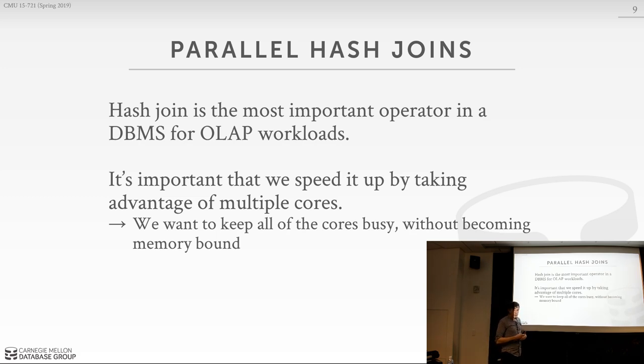In the intro class, when we talk about hash join, we don't even discuss hardware like cores or threads. You say, here's the algorithm, and we just assume that it's going to go do it. But now we need to design our implementation of our hash join algorithm to be aware that we're going to run in parallel on multiple cores, and make sure that they're running at full speed or with full utilization, but don't become bound by the bottleneck of getting things off the memory.